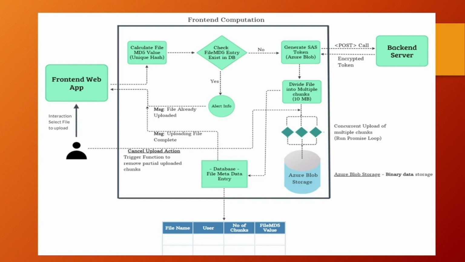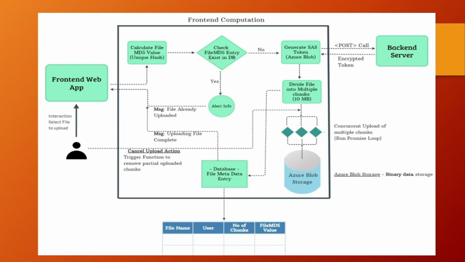A user can select multiple files at once, so this computation can be in one loop for each file. After selecting a file, we are going to calculate the MD5 value. Basically, the MD5 value resembles a unique hash value, calculated based on the file content. Then we check whether that file MD5 value already exists in our database, because every time we upload a file to Azure Blob Storage, we also save its metadata to our database.